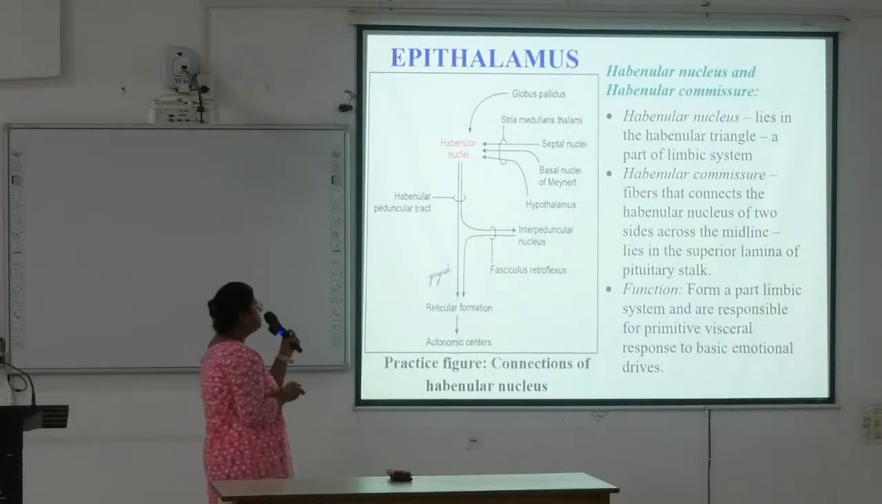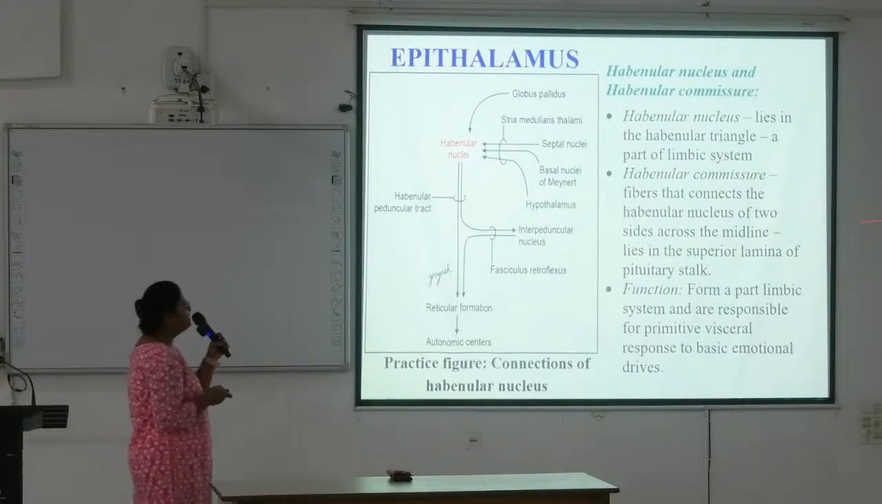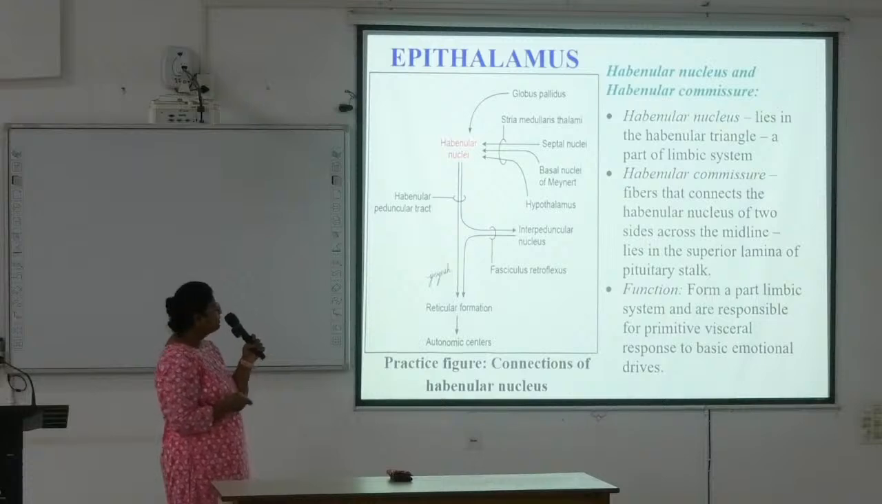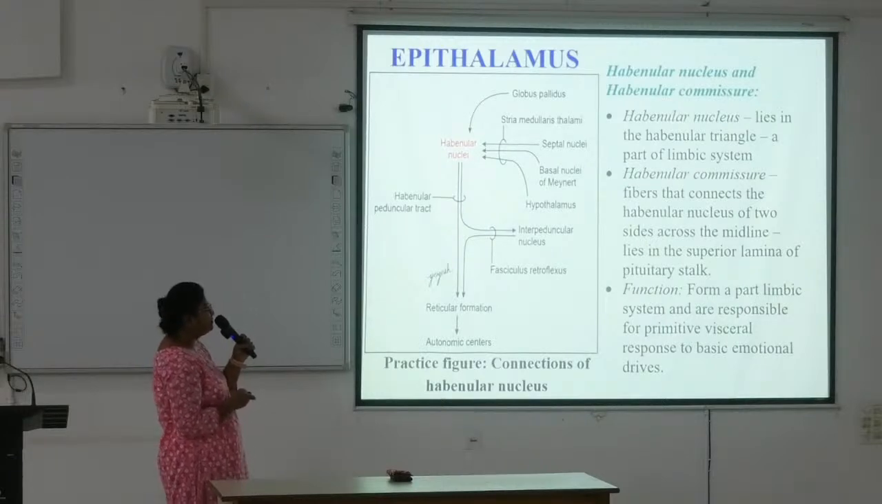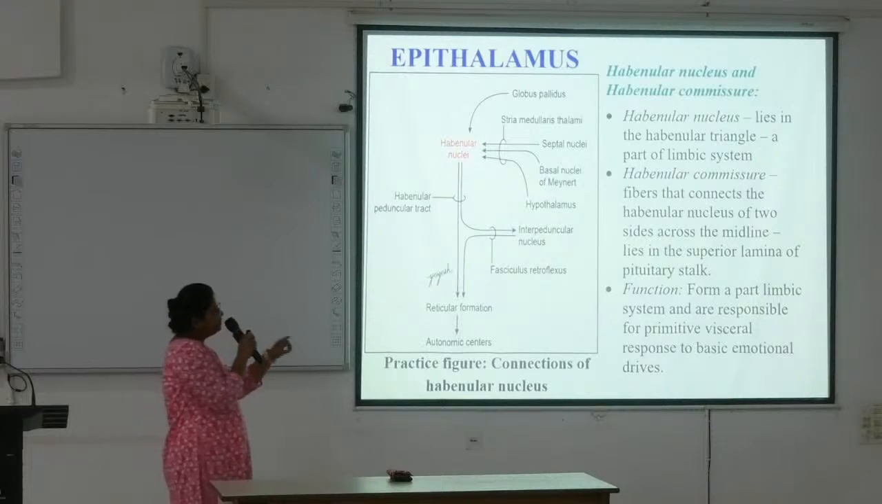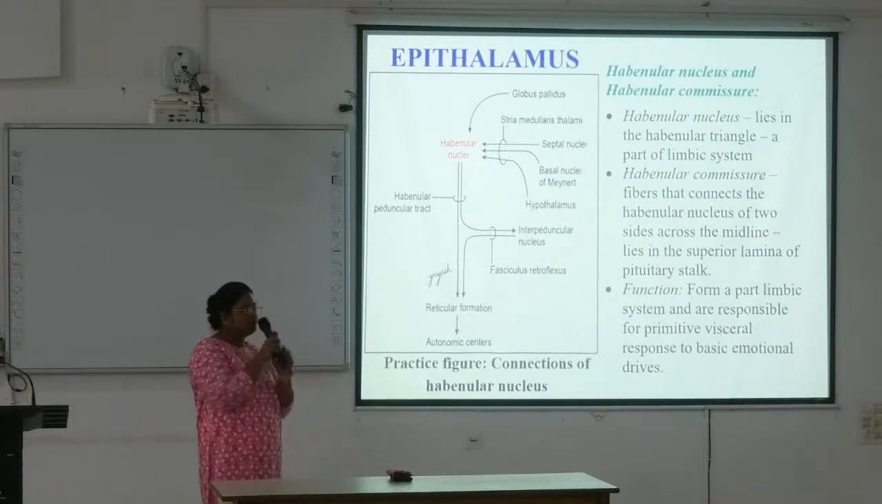Next, the habenular commissure. Fibers that connect the habenular nuclei of the two sides across the midline lie in the superior lamina of the pineal stalk, forming the commissure. Commissural fibers connect the two hemispheres. So the habenular commissure connects the two habenular nuclei of the two hemispheres.